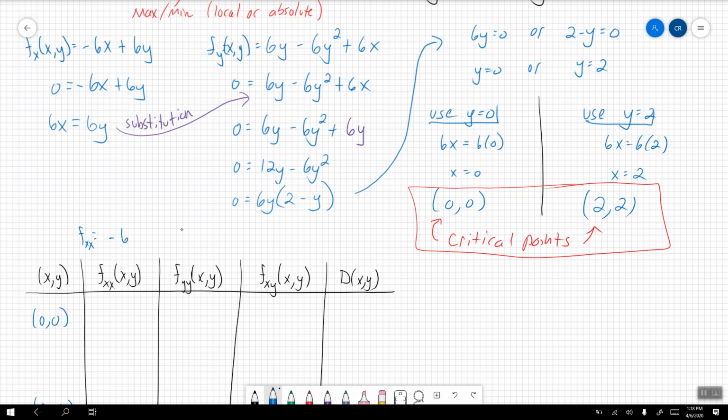Nice. F double prime with respect to y, we should be able to get, let me find it here, so that's going to be 6 minus 12y. So the double prime, that was the 6 minus 12y. And the mixed derivative, that should just be 6 by itself. There we are.